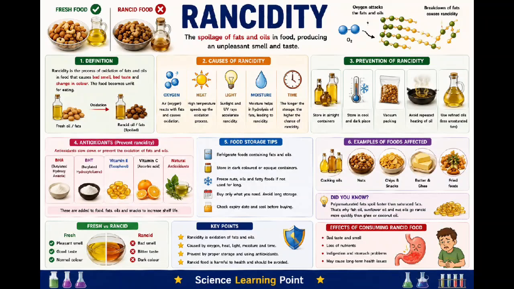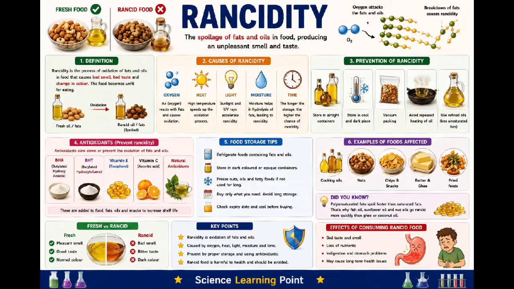Here are some examples. We can see rancidity in many foods. For example, chips can lose their fresh taste. Butter can develop a bad smell. Cooking oil can become spoiled, and nuts can lose their freshness. How can we prevent rancidity? Now, how can we stop or slow down rancidity? First, we can store food in airtight containers. This reduces contact with oxygen.